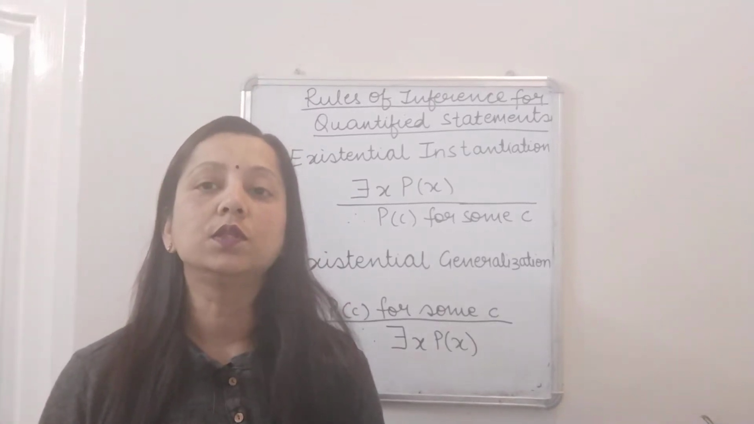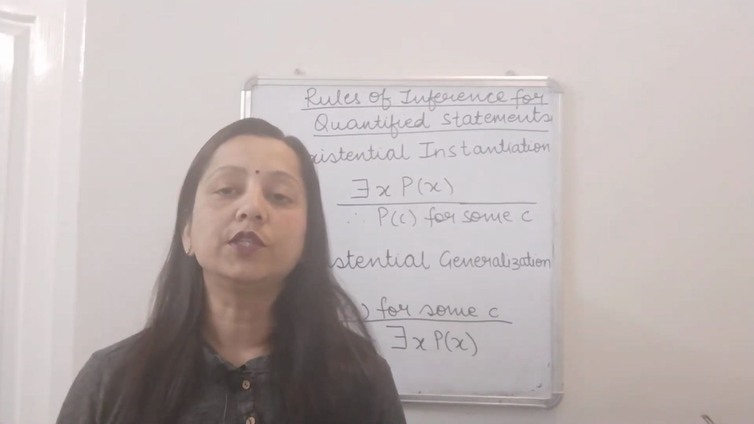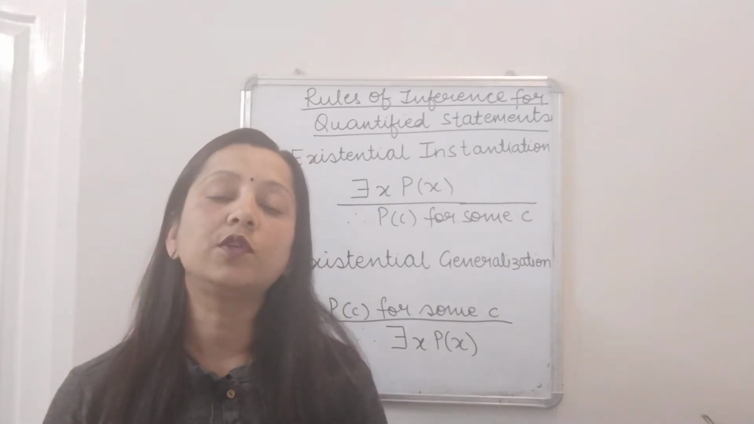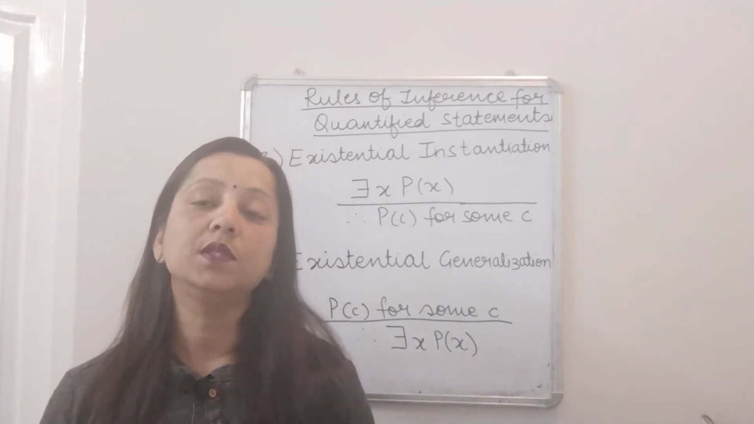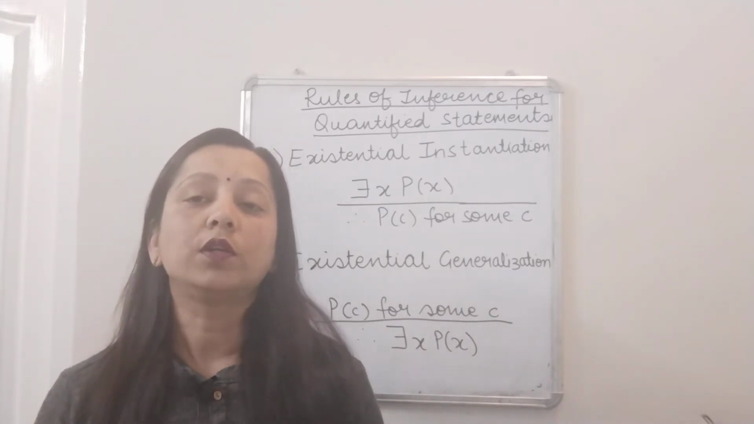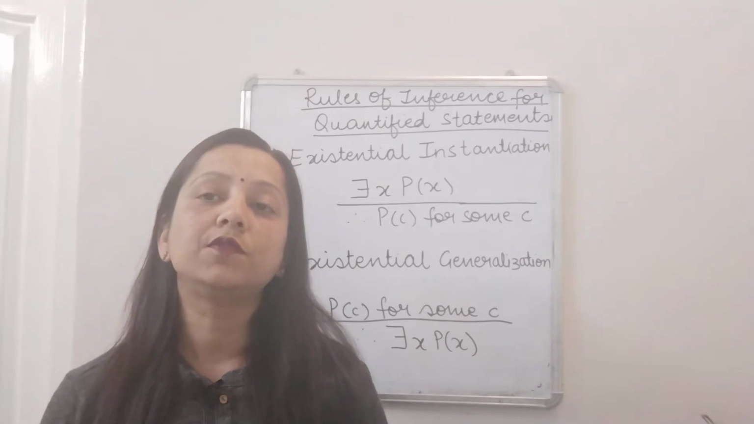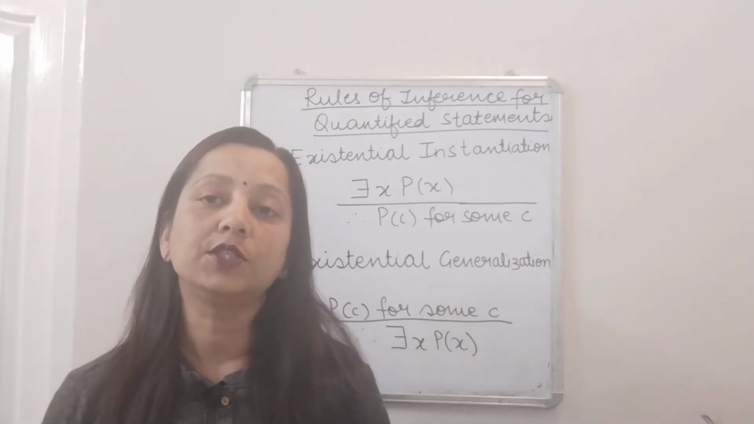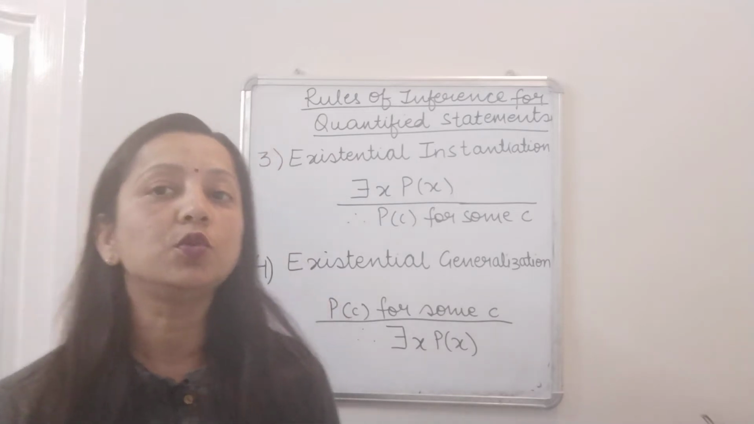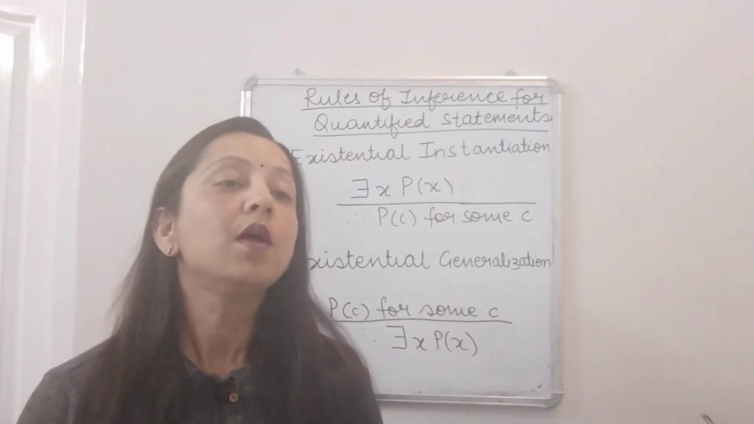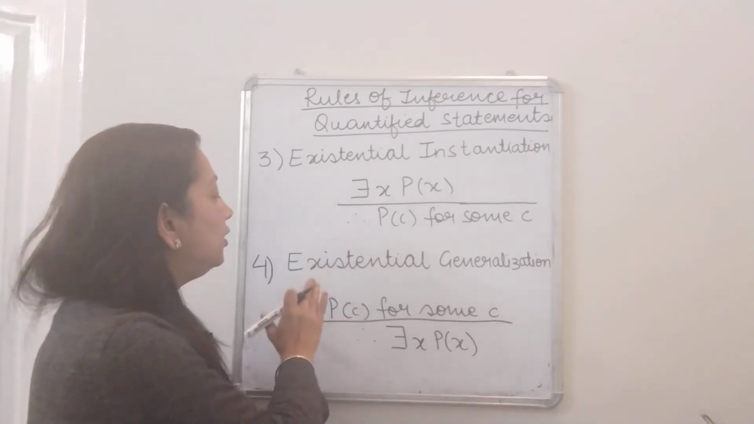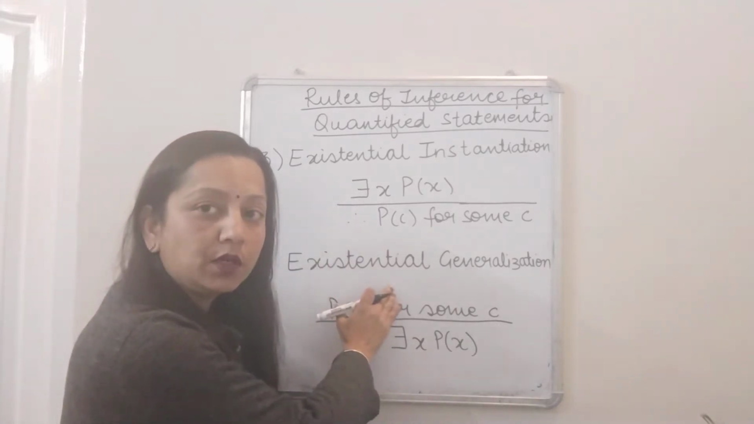Hello all the students. So today's video is a continuation of our previous video wherein we studied the rules of inference for quantified statements, or the rules of inference for the predicate logic. We've already studied two rules of inference which were the universal instantiation and the universal generalization. Now today we are going to continue with the remaining two rules, which are the rule of existential instantiation and the rule of existential generalization.